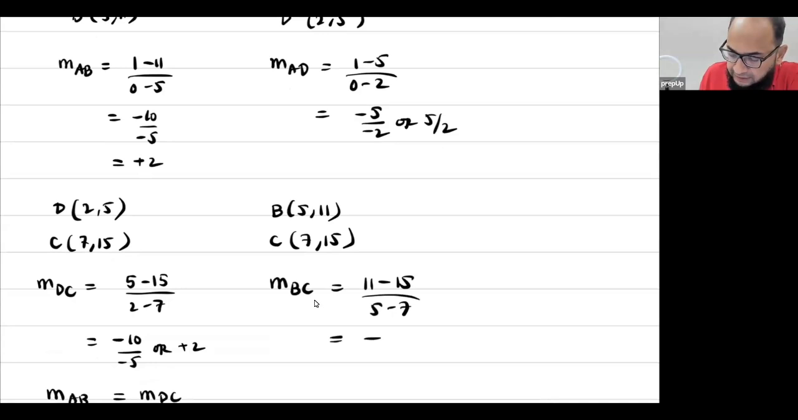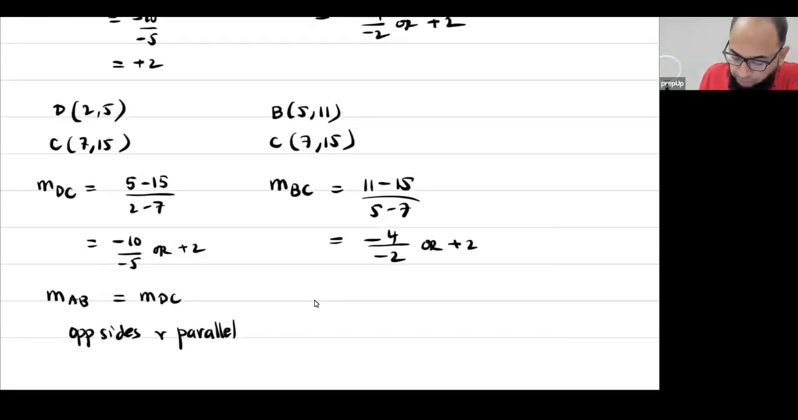My bad, let me correct myself. Hold on for a second. I can simplify: this is negative 4 over negative 2, that is positive 2. So this is negative 4 over negative 2, that is again positive 2. So AD and BC are also parallel.